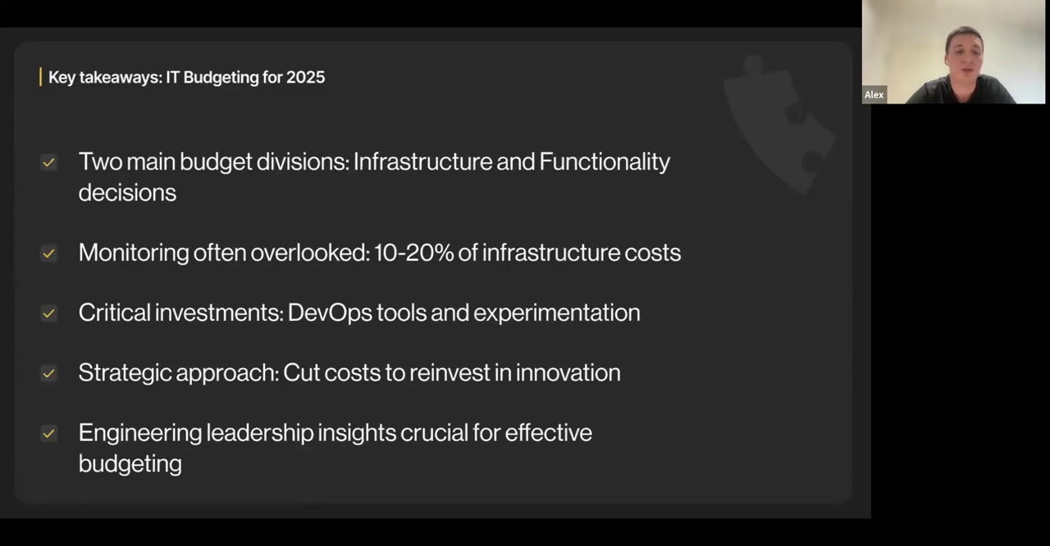And also, we talked about strategic approach. So don't forget about cutting cost and reinvesting and thinking about how to do it effectively and what the actual value is that you expect from reinvestments. And we talked about some engineering leadership insights, so sharing value, sharing some reasons regarding budget decisions, and understanding the importance of doing that.